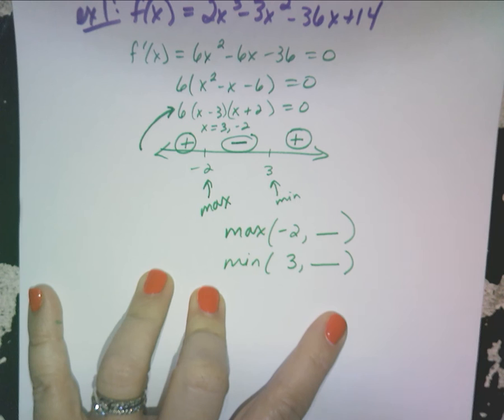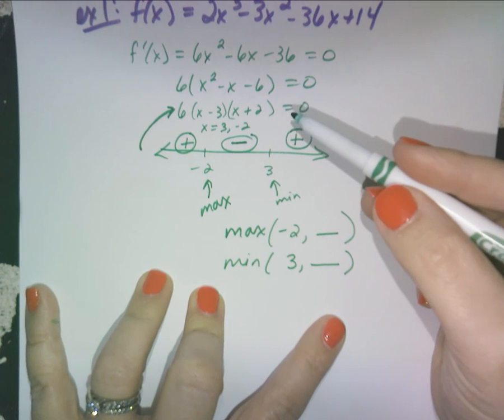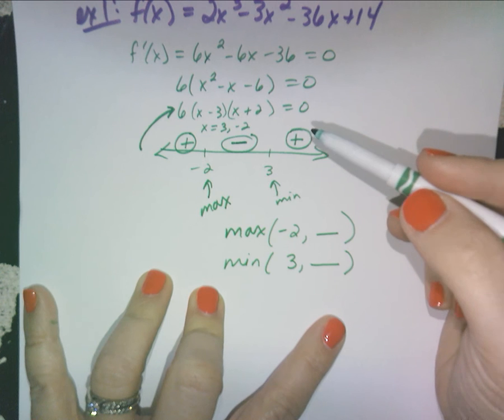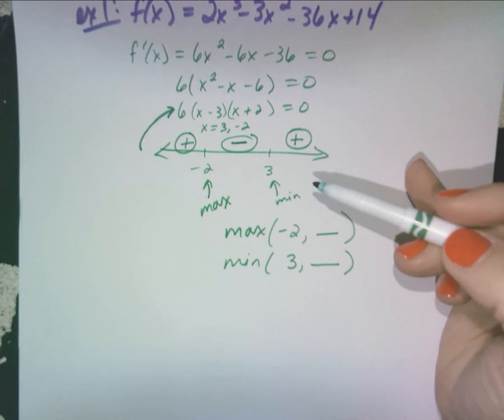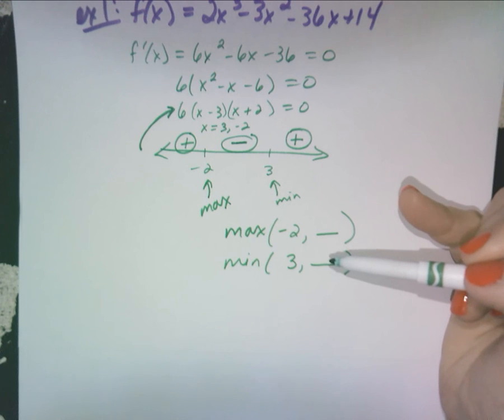Plug it into the original. Why wouldn't I plug it into the derivative, y'all? Because it gets you 0. You get zeros. I got 0 and I got 0. Of course you did. It was a 0. It was a critical number, y'all.